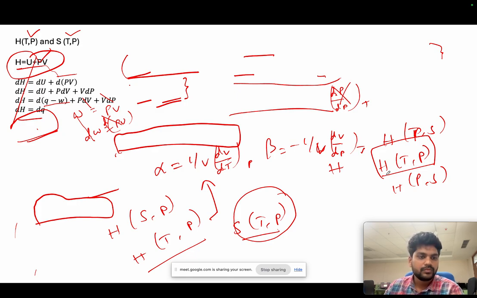I think you can see the screen here. H equals U plus PV. We have taken H equals U plus PV and applied the differentiation. dH equals dU plus the differentiation of PV. From here, I have applied the chain rule to this component.